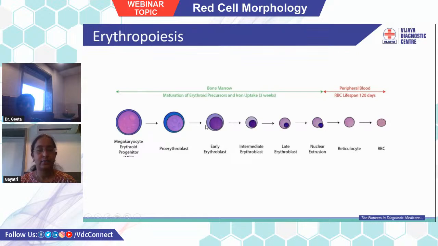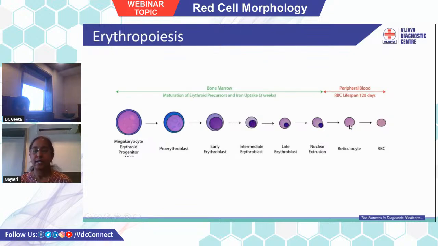The next stage is the early erythroblast, where it has a basophilic cytoplasm and a condensed nucleus. It is also a dividing cell. It has a light pinkish cytoplasm. Coming to the intermediate erythroblast, it is intermediate because it is between the dividing stages and the non-dividing stages, and it has a polychromatic cytoplasm because of its hemoglobin content. Next is the late erythroblast, where the cytoplasm is pinkish purple because of the increased hemoglobin content, and the nucleus is very pyknotic. Next stage is nuclear extrusion, where the nucleus is expelled out to form a reticulocyte.